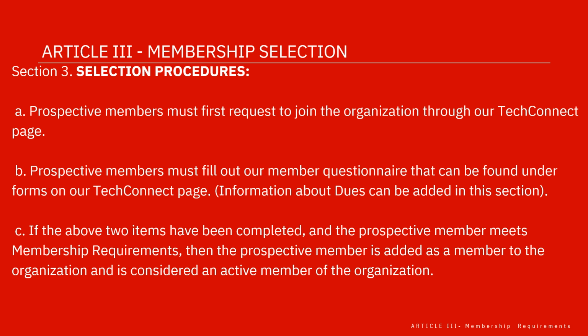Continuing under Article 3 for membership selection, here are a few examples of some great ways for members to show their interest in your organization, such as first, prospective members must request to join the organization through your respective Tech Connect page. They must potentially fill out a questionnaire. Information about dues can also be collected on these forms. And then again, as long as these two processes are done, they can become a member of your organization.